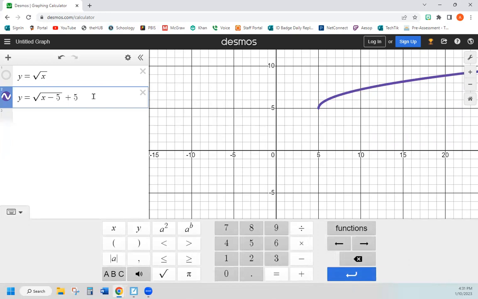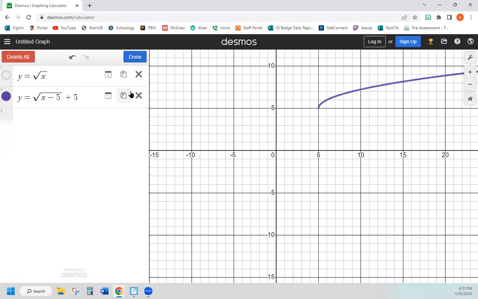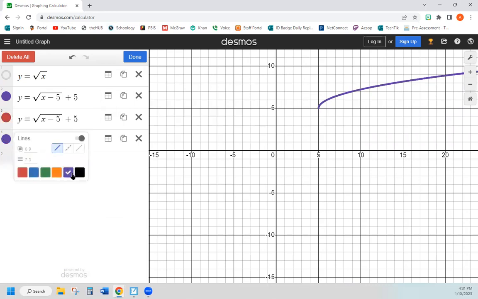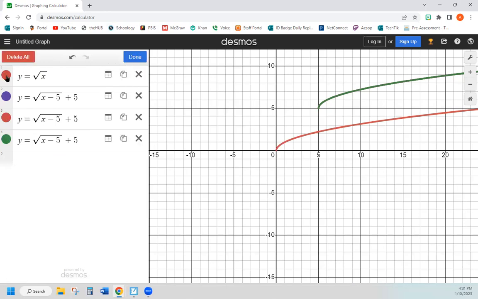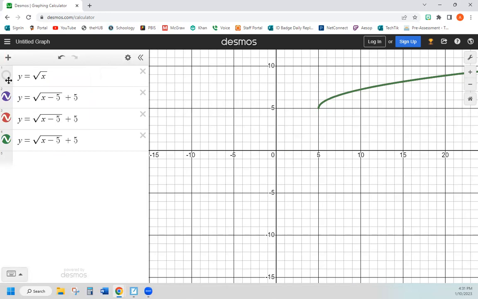So what I'm going to do is press settings. I'm going to go ahead and duplicate it twice. You'll see why. I'm going to change my color. This one, let's turn it red, and this one, let's turn it green. Let's keep the original black as the go-to original one. I am going to look at the original.